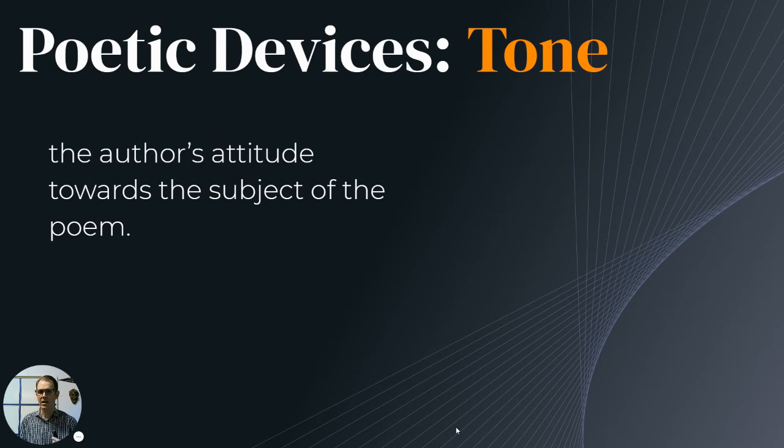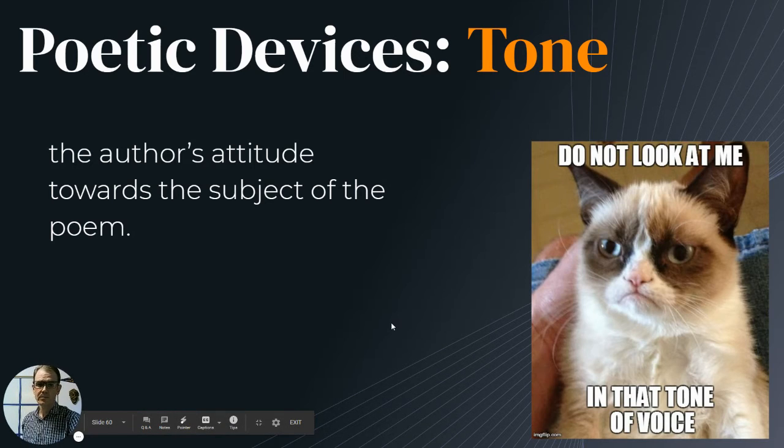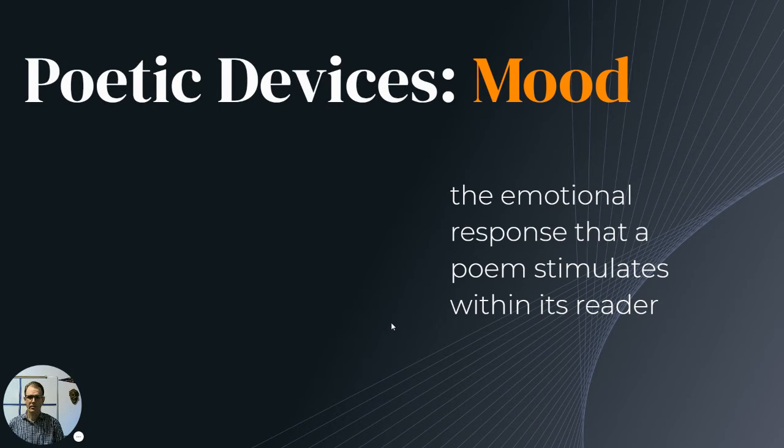It's understanding that author's attitude about the subject, the characters within the poem. And we're going to read a poem where clearly the author feels one way and the character feels a different way. And so the author is almost making fun of that character within their poem. And so you can think of it as like the tone of the voice of the author. All right. And then we have the mood. And this is the emotional response that the poem simulates within its reader. Poetry is going to affect mood.